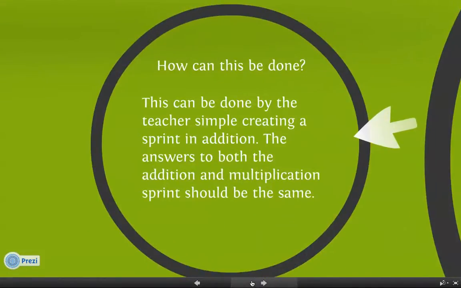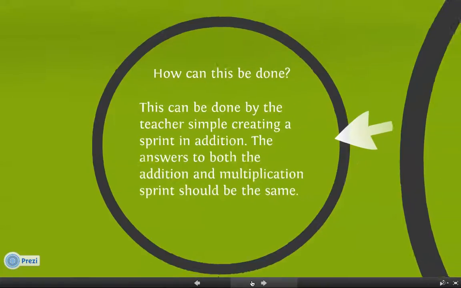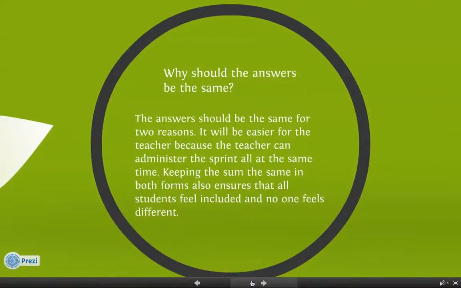How can this be done? This can be done by a teacher simply creating a sprint in addition. The answers to both the addition and the multiplication sprint should be the same. Why should the answers be the same? The answers should be the same for two reasons. It will be easier for the teacher because the teacher can administer the sprint all at the same time, and keeping the sum the same in both forms also ensures that all students feel included and that nobody feels different.